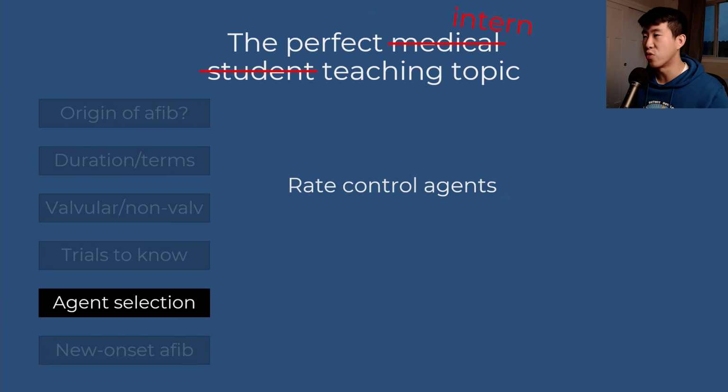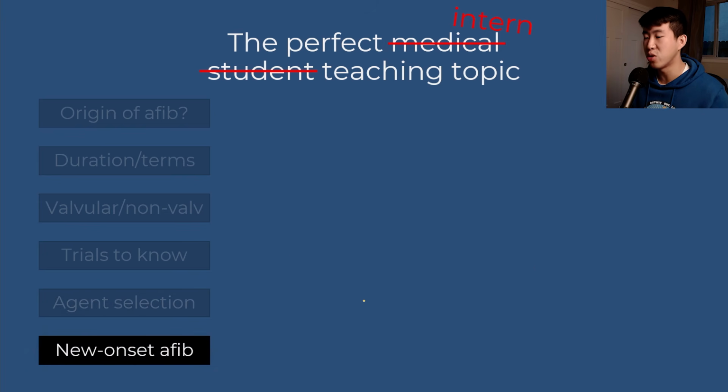Let's go back to our overview of what I like to teach interns. So we talked about rate control agents in the acute setting. We talked about rhythm control agents in the chronic setting. Now let's talk about new-onset AFib. So again, I'm going to need a little more space.